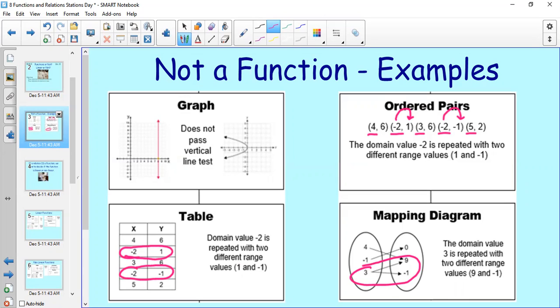And then in a graph, we kind of had a shortcut. We had the vertical line test. So what we did is we drew a vertical line, and we saw how many times the graph hit that vertical line. And remember, each time it hit, it was a date. So this person had 2 different dates, making that one not a function. Okay, so these are 4 examples of non-functions.